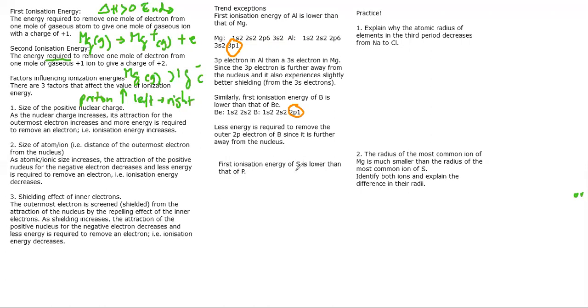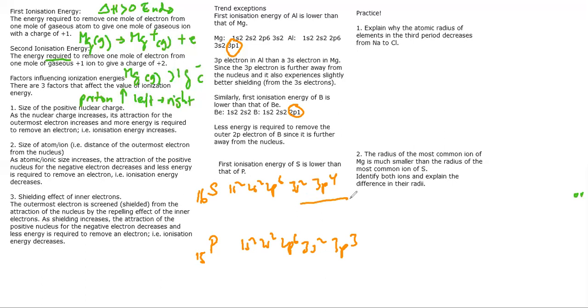If you compare S and P, the other exception, S is atomic number 16, P is 15. So P is 1s2, 2s2, 2p6, 3s2, 3p3. Here S has the same 1s2, 2s2, 2p6, 3s2, and then 3p4. If I just draw the outer shell, I will have 1, 2, 3, 4 boxes, and then I have 3 electrons, 1, 2, 3.